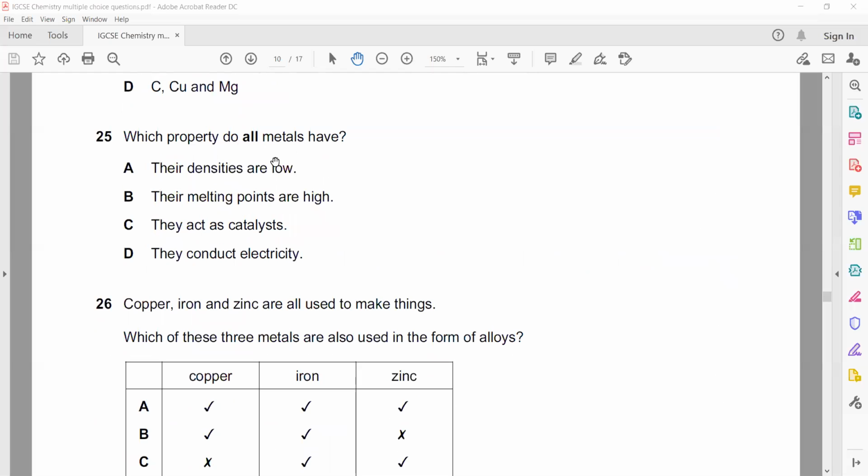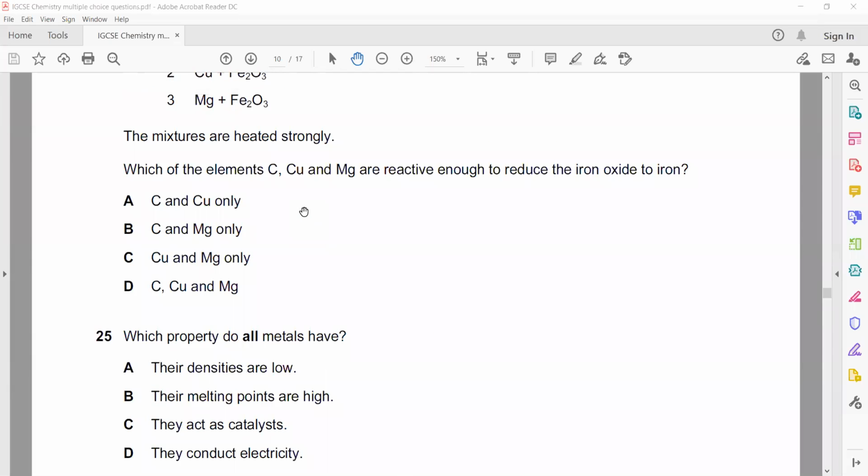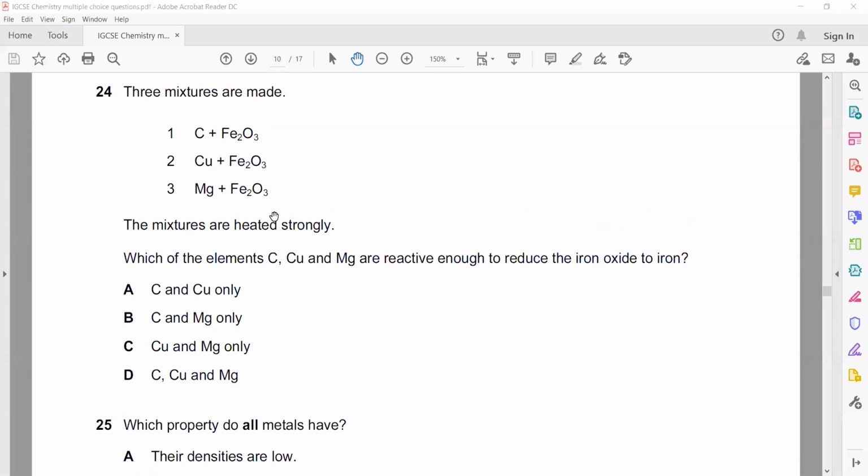Which property do all metals have? Sir, is C the right answer? How is C the right answer? No, B is the right answer, not C. I thought it is written carbon. B is the right answer.